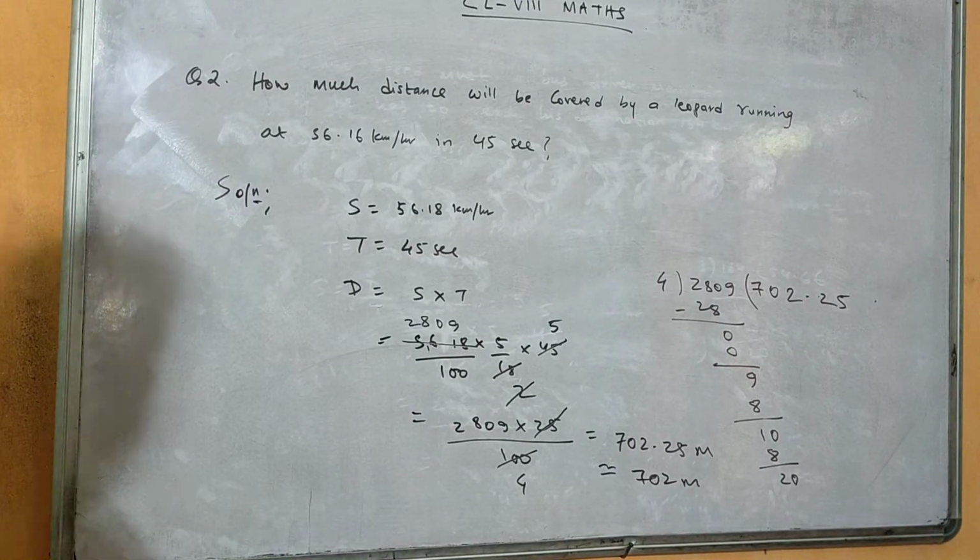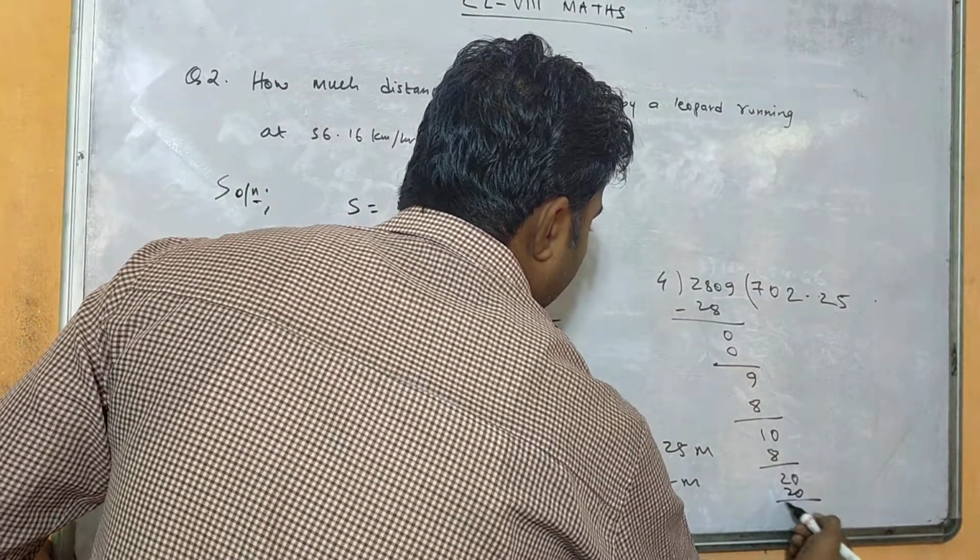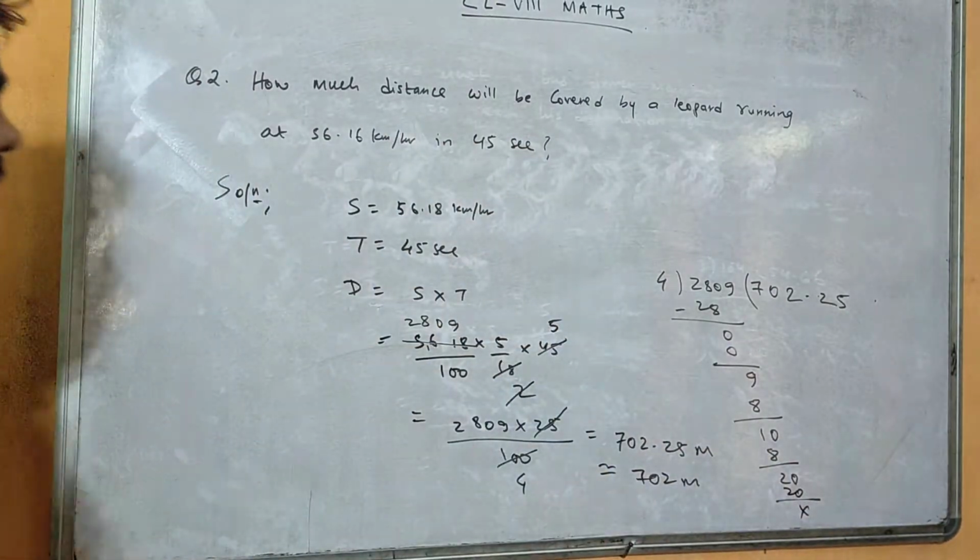So this division portion, when you complete 4 5 jar 20, you will get 0. Okay, so this is our answer.